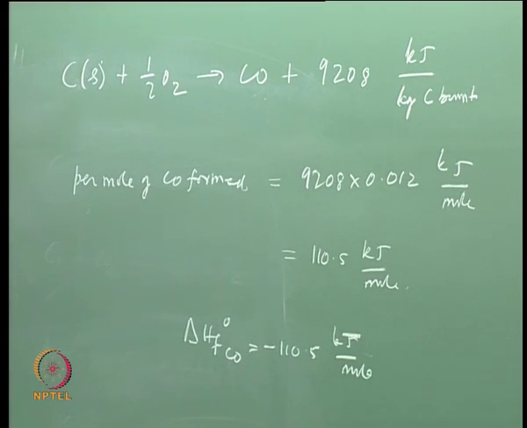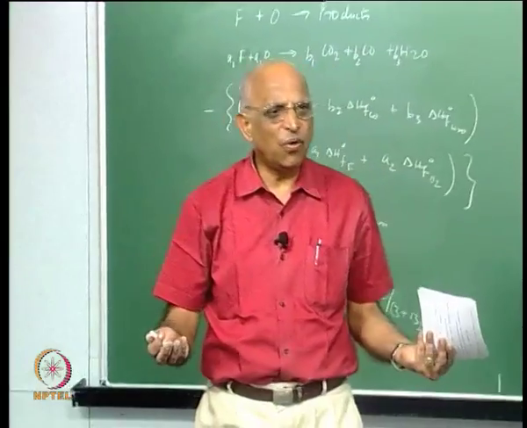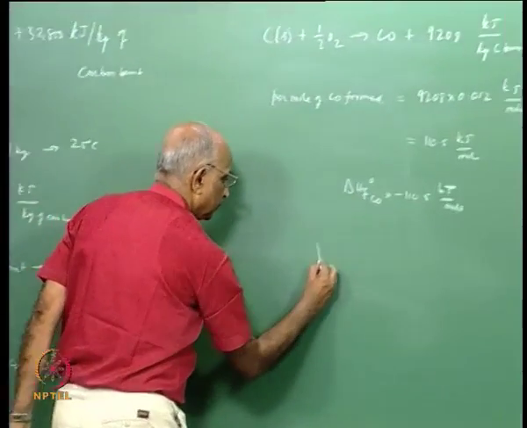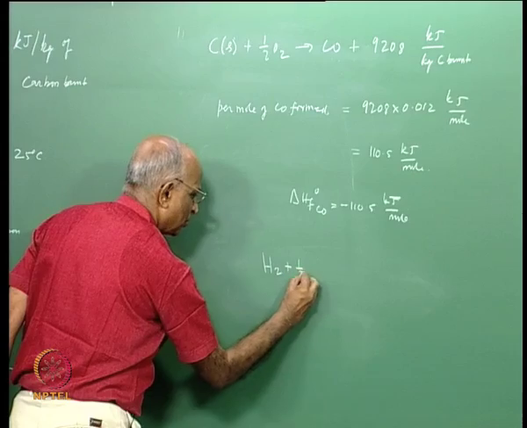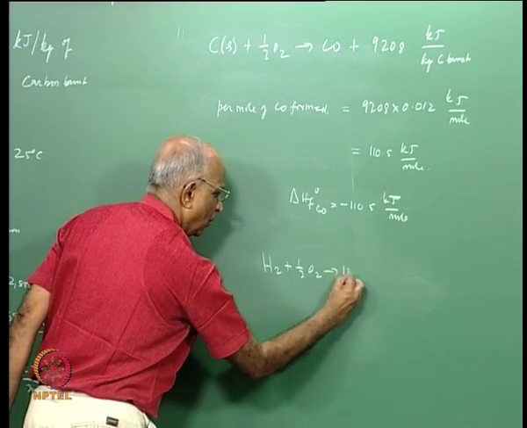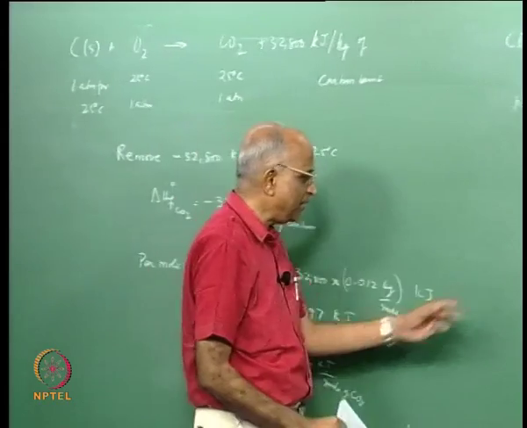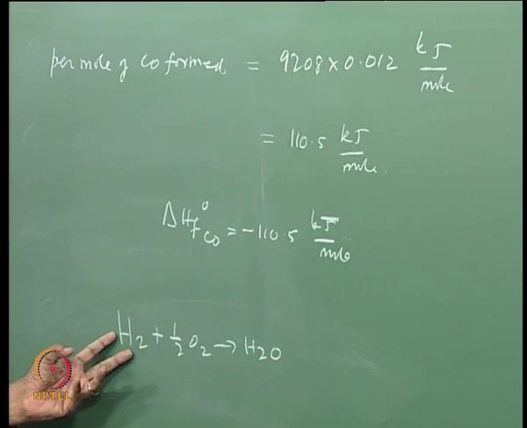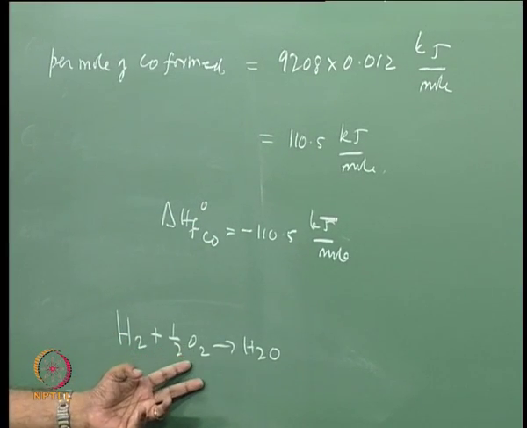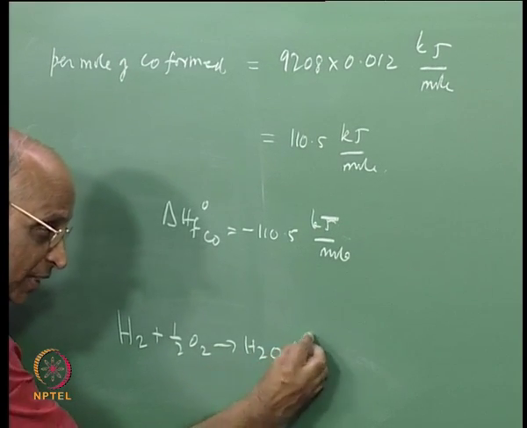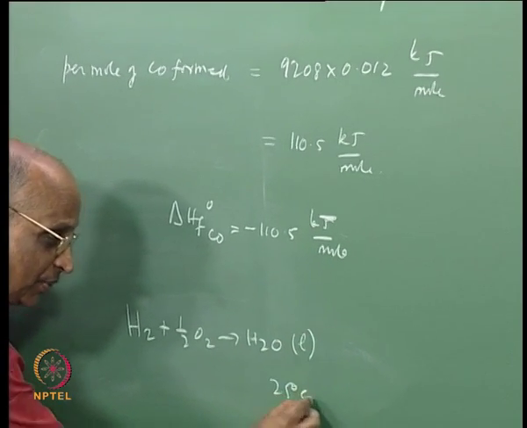This is how hydrogen and oxygen form water. Well, we have hydrogen plus half oxygen giving you H2O. Why I take this example is hydrogen is an element gas at 25 degrees, oxygen is a gas at 25 degrees, but water should be a liquid at 25 degrees, same standard condition.